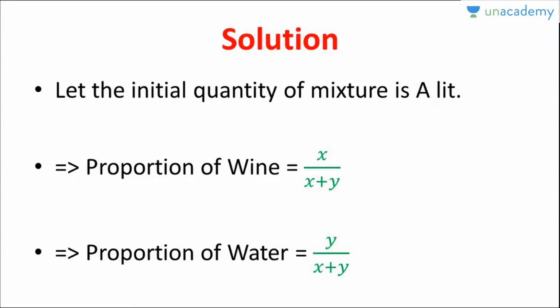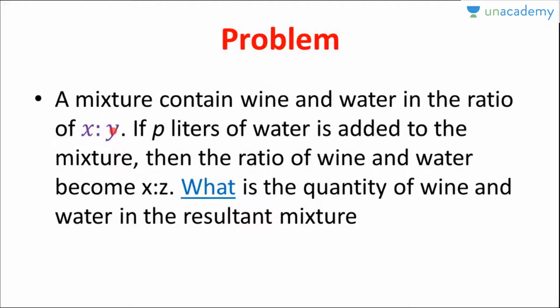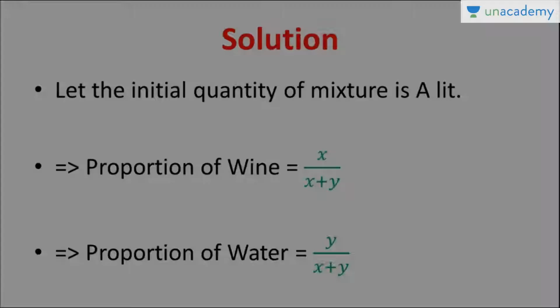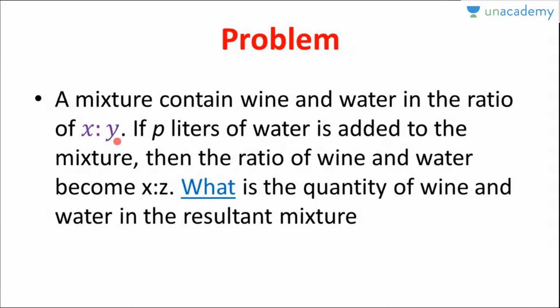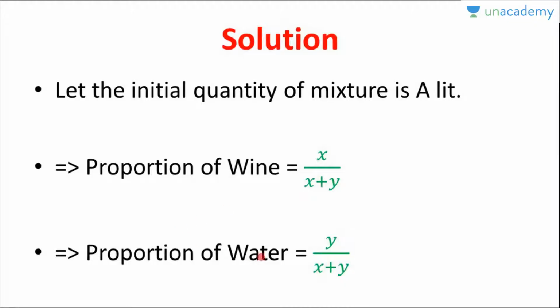Now if in this solution I can see the ratio is x is to y of wine and water, then what is the proportion of wine? The proportion of wine will be x upon x plus y, that is the part of wine upon the total ratio, the sum of the two values. Similarly, in case of water, the proportion of water will be y upon x plus y. You can see the ratio of this water is y, the part of water is y. So the proportion of water will be y upon x plus y.